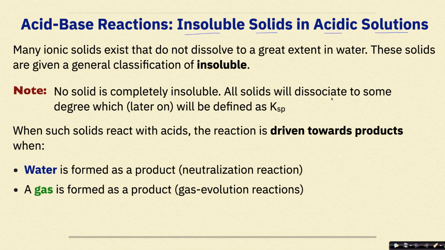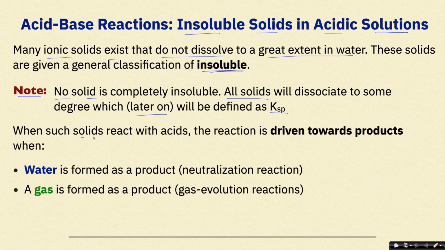And technically, we've already done one example, but let's look at just 2 more. Many ionic solids that exist do not dissolve to a great extent in water. These solids are given a general classification of insoluble. But note to self, no solid is completely insoluble. All solids will dissociate to some degree, which later on will be defined as Ksp. And when I'm talking about no solids, I'm talking about ionic solids.